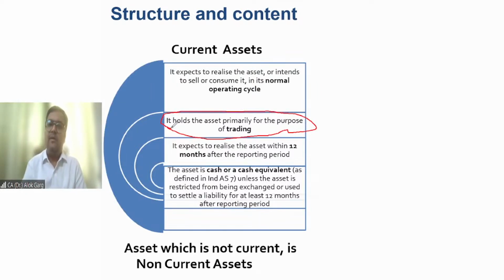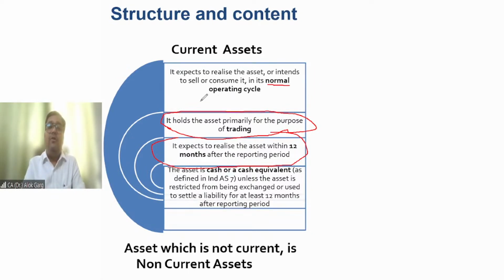Is that clear? It expects to realize the asset within 12 months after the reporting period. Trade receivables. You know that these debtors will be collected within 12 months after the reporting period. These are always shown as current. But if you have a contract to not demand payment from those customers in the next 2 years, or let's say in the next 1 year, in that case, what will be the classification of the debtors? In that case, the classification of the debtors will be non-current, right? So friends, this is also clear.